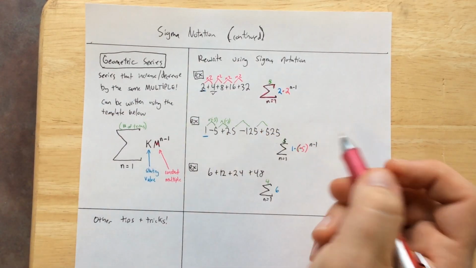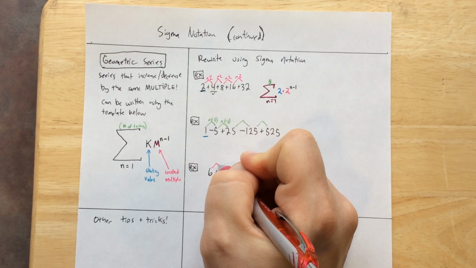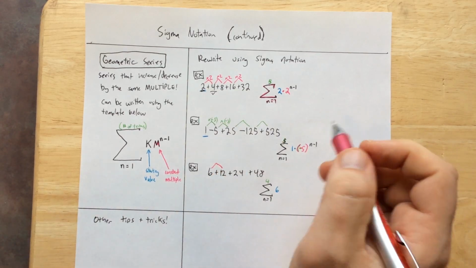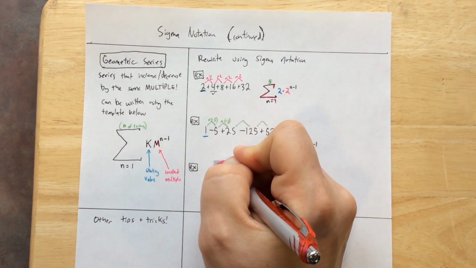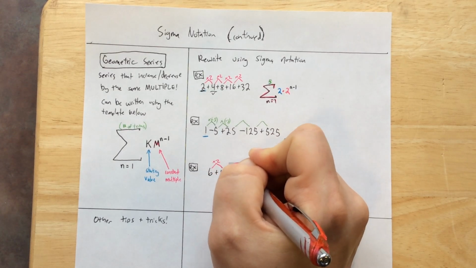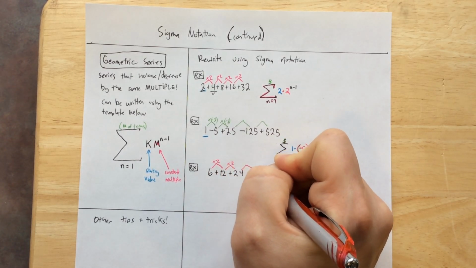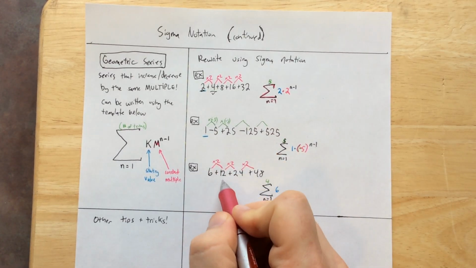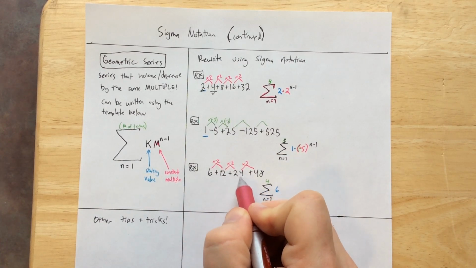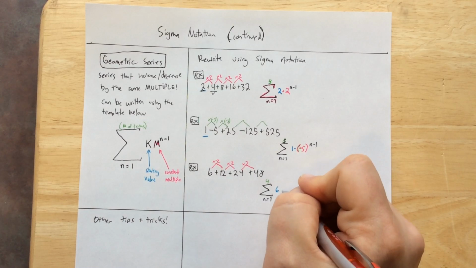And this should probably be the first step of the problem, even though I'm doing it almost the last step, is to notice that I'm increasing by the same multiple each time. That's important before we just start trying to plug it into a template. Each time it's going up by a multiple of 2. 6 times 2 is 12, times 2 is 24, times 2 is 48.